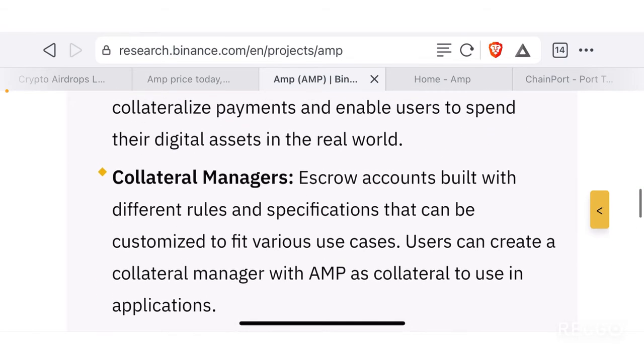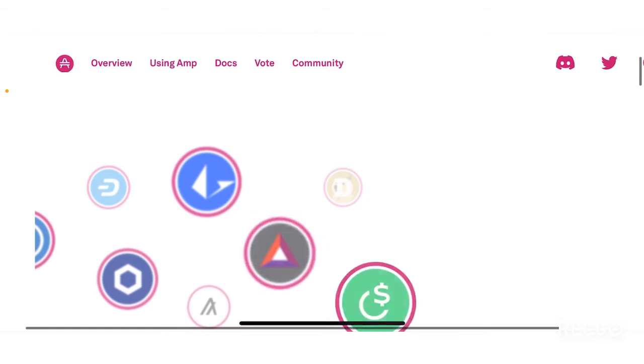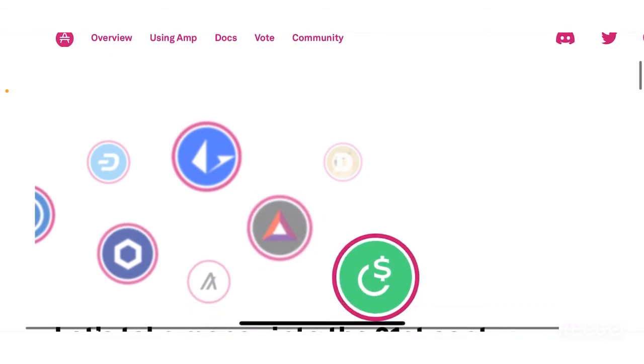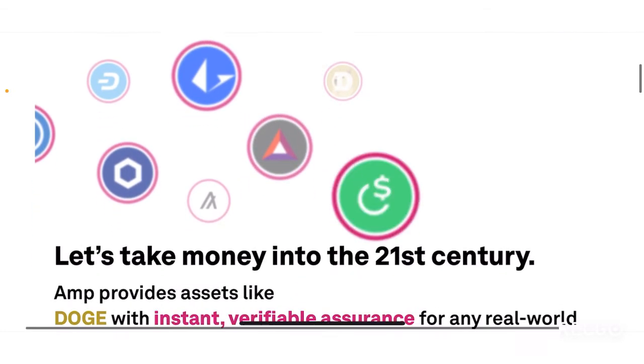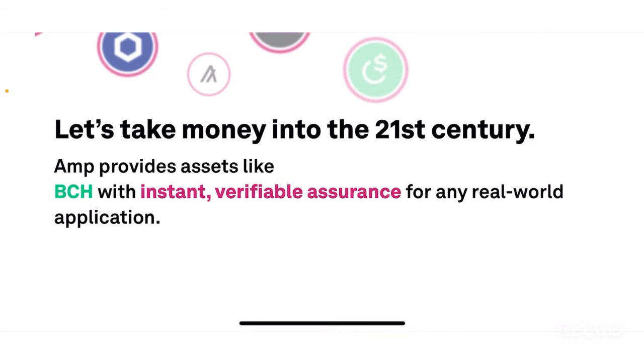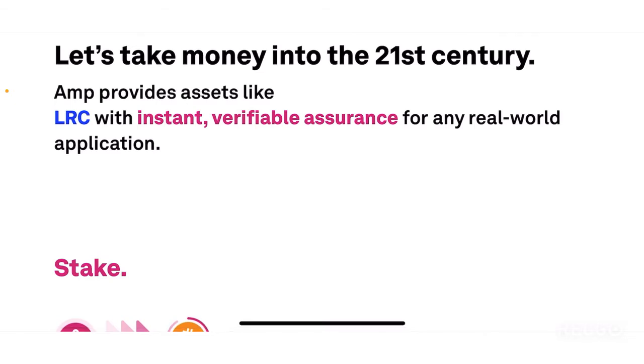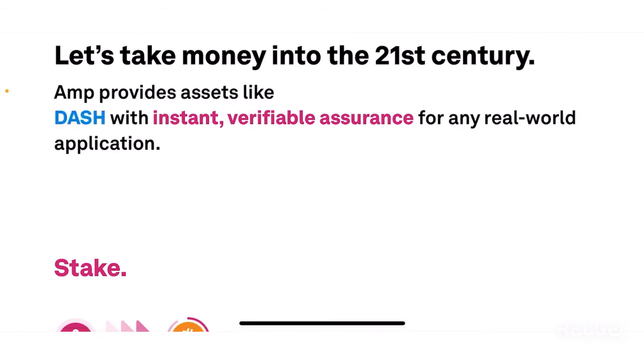So let's quickly go to the website itself to see what else information we can find from their project. Right off the bat, they have a pretty cool website. Again, they're planning to take money into the 21st century. AMP provides assets like Doge, Bitcoin Cash, and several other assets with instant verifiable assurance for any real world application. This is because you can provide collateral in AMP, but you can also facilitate payments for these types of cryptocurrencies, right?